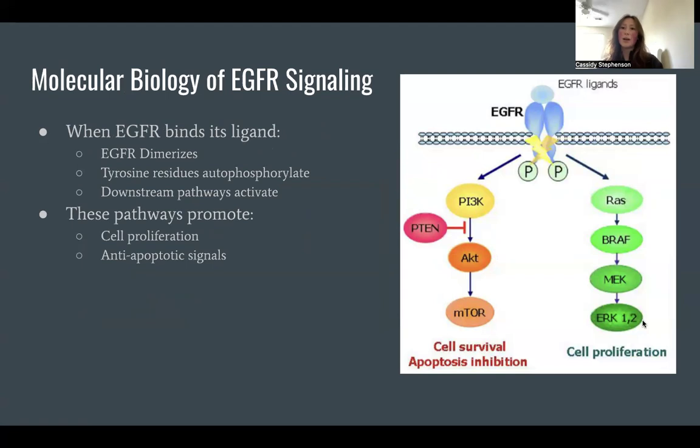So the molecular biology of EGFR signaling is that when EGFR binds its ligand, as we can see on the right, the EGFR dimerizes and tyrosine residues autophosphorylate and the downstream pathways activate, like RAS, BRAF, MEK, and ERK. And then these pathways promote cell proliferation and anti-apoptotic signals.